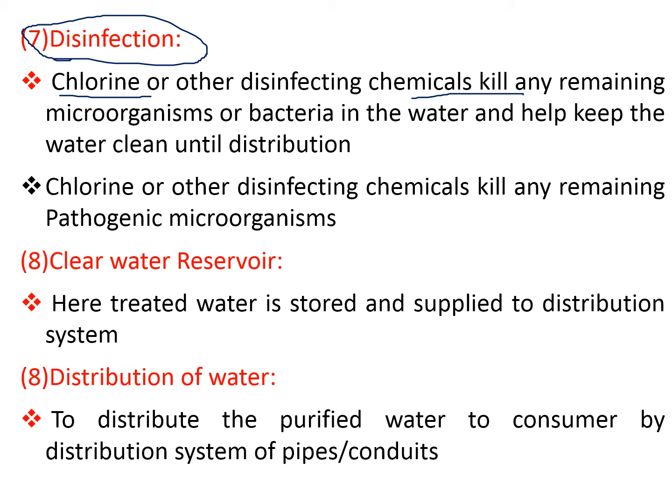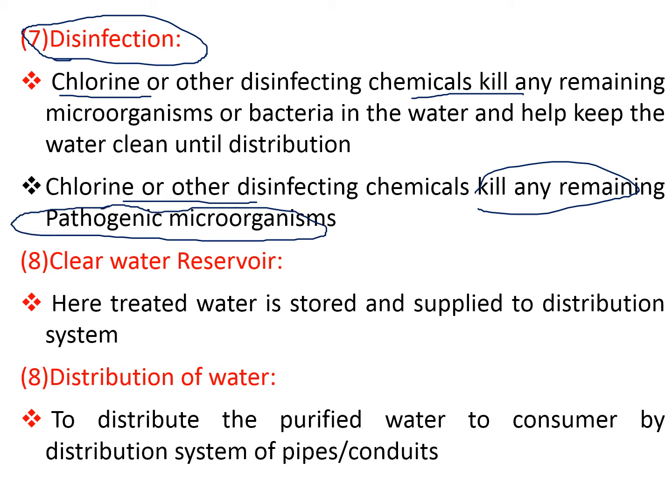Generally it is also cheaply available, has good disinfecting power, and residual power is also available. Due to that, in India, chlorine is the widely used disinfectant. So this chlorine and other disinfecting chemicals will kill any remaining pathogenic microorganisms in our water.